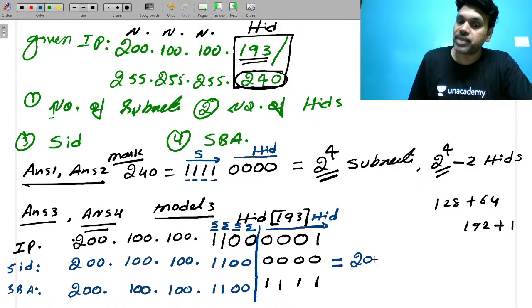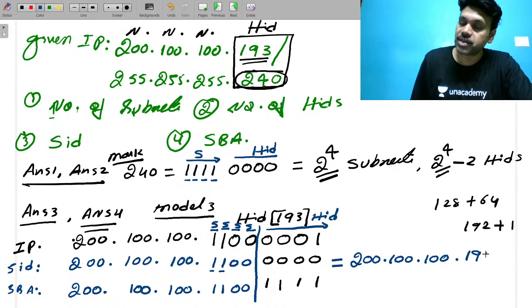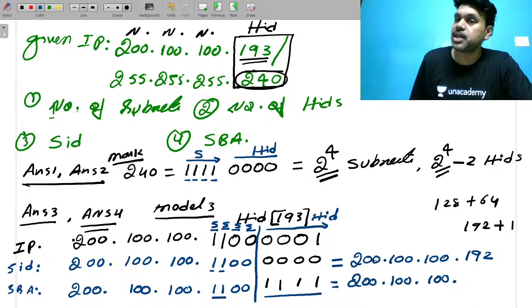Let me write in decimal. 200 point, 100 point, 100 point. What is the decimal? 128 is on, 64 is on, which means 192. And 200 point, 100 point, 100 point. So 192 plus 15, because 1, 2, 4, 8 is nothing but 15. 15 plus 192, it is nothing but 15 plus 192.